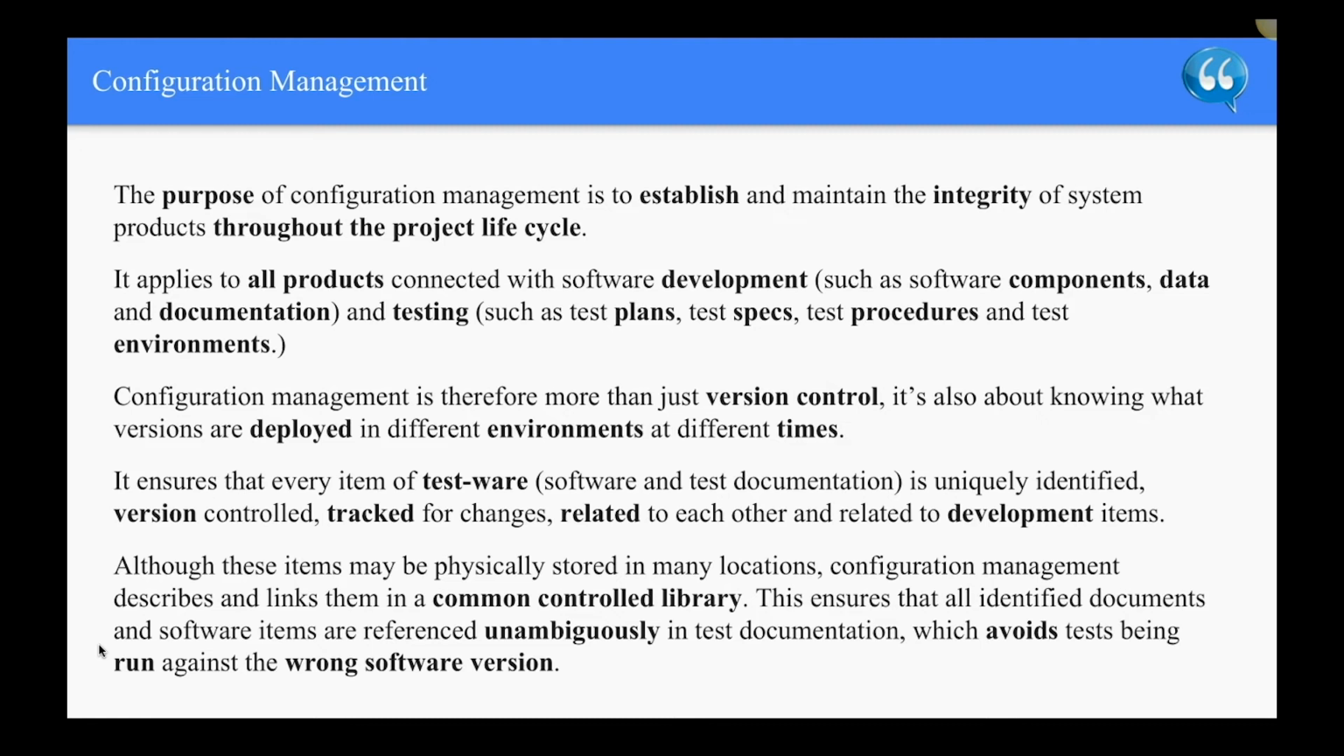It ensures that every item of testware, software, and test documentation is uniquely identified, version controlled, tracked for changes, related to each other, and related to the development items. Although these items may be physically stored in many locations, configuration management describes and links them in a common controlled library. This ensures that all identified documents and software items are referenced unambiguously in test documentation, which avoids tests being run against the wrong software version.